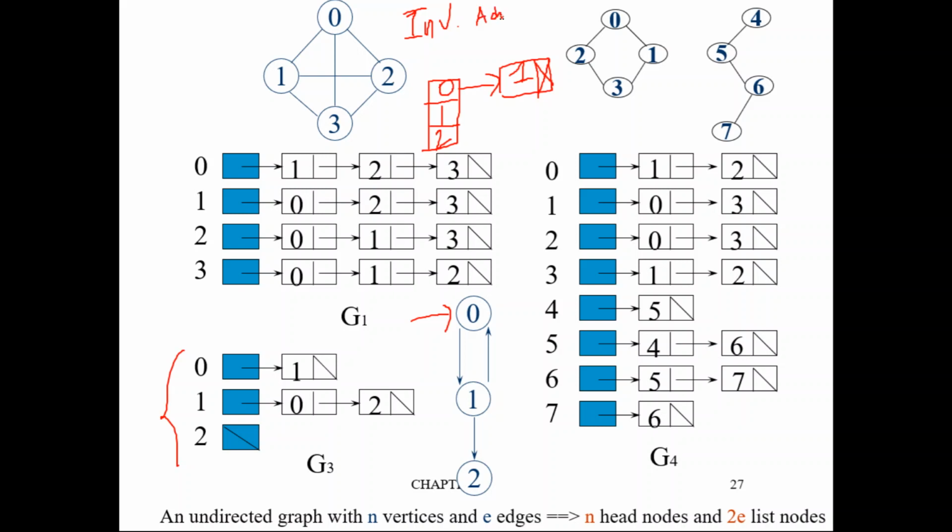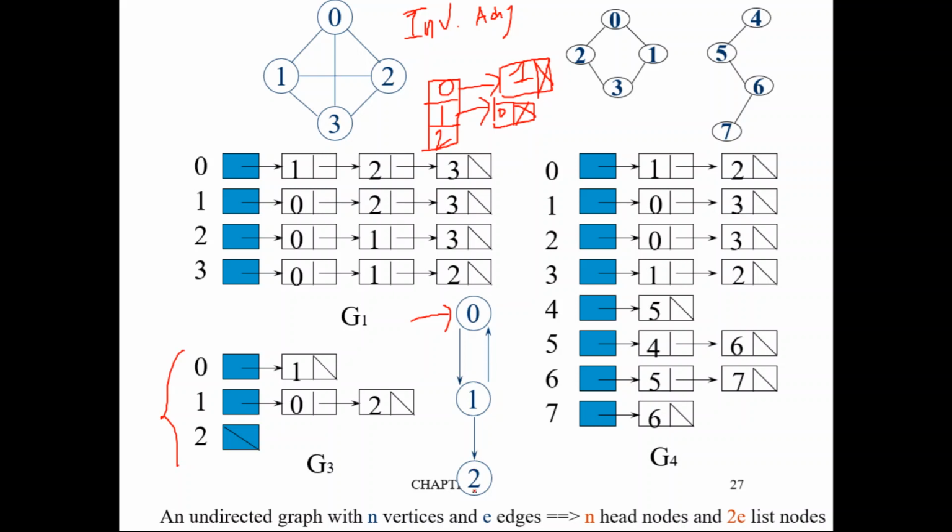Now take 1. How many incoming edges does it have? Again only one, from 0. So 1 to 0. What does it mean? There is an incoming edge to 1 from 0. Since there is only one incoming edge, after 0 there is no pointer.